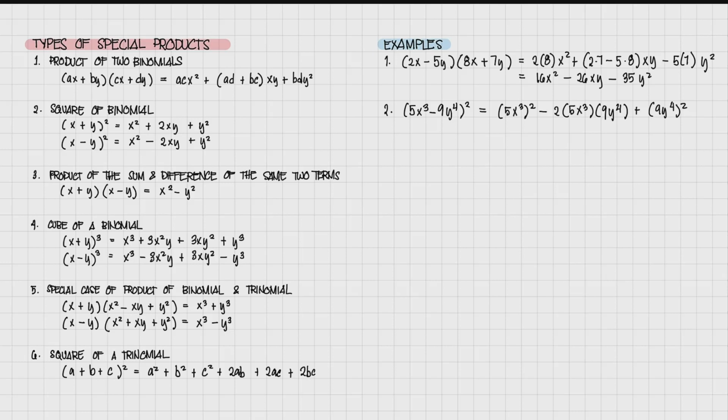We could simplify this further. 5 times 5 is 25, and x is raised to 3 times 2, which is 6. Minus 2 times 5 times 9, which is 90, times x raised to 3 times y raised to 4. Plus 9 times 9 is 81, and y raised to 4 times 2, which is 8. And that's the answer for example number 2.